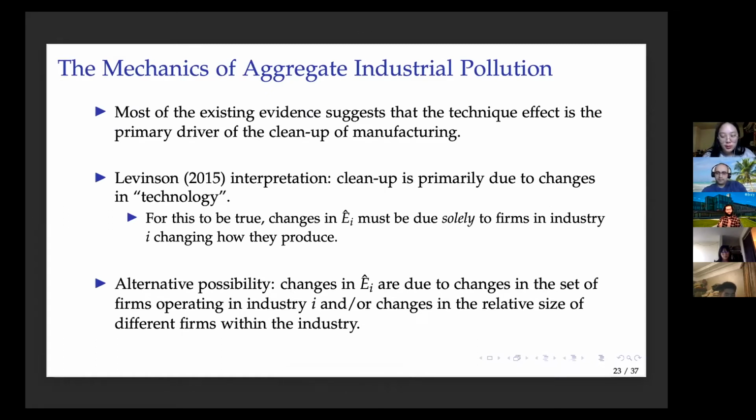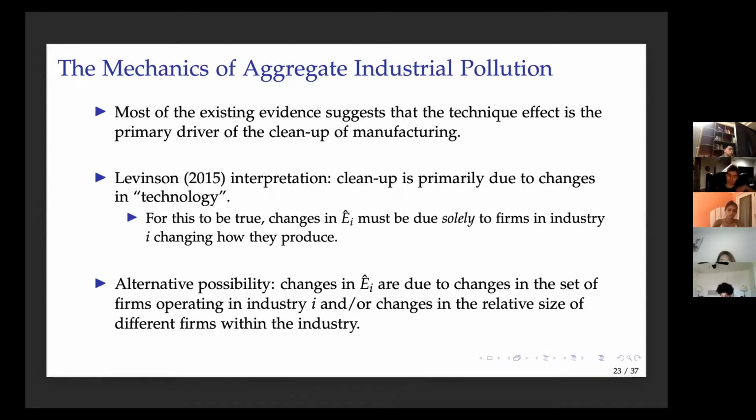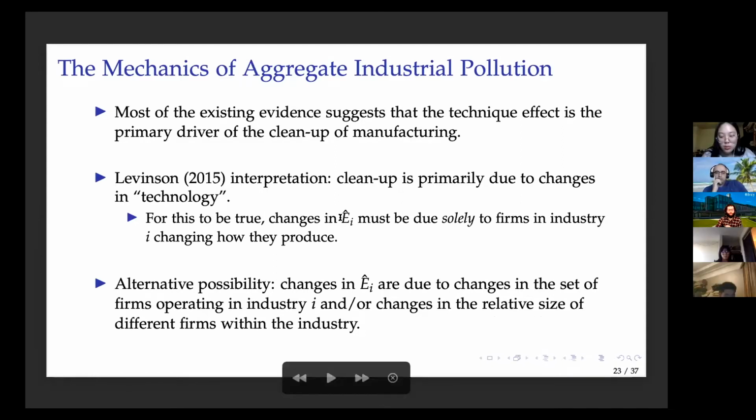And so Levinson's interpretation is it's all technology that's causing this. If that's true, then the thing that's causing this technique effect, changes in an industry's pollution intensity, must be solely due to changes in how firms in that industry produce. An alternative possibility is that changes in industry-level air pollution intensity might be caused by changes in the composition of firms in that industry.